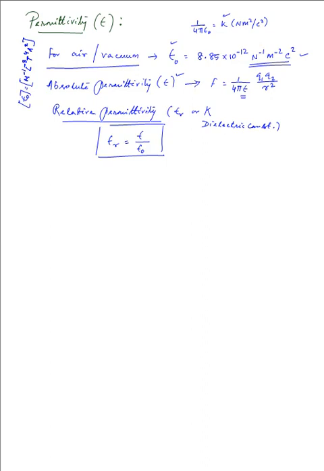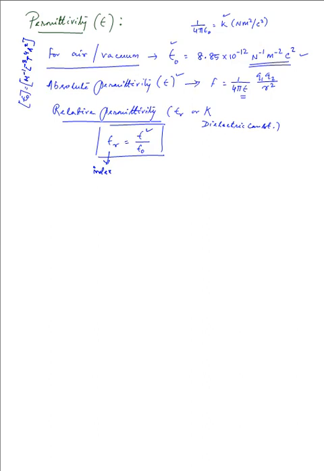Now this relative permittivity, because it's the ratio of permittivities, does not have any unit or dimension associated with it. This is just a number, an index of a given medium. So when we know the index of that medium, we also have the information about the absolute permittivity of the medium, because we know the absolute permittivity of air or vacuum, which is epsilon naught.